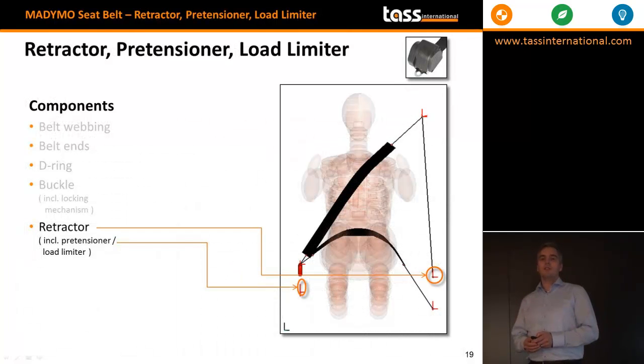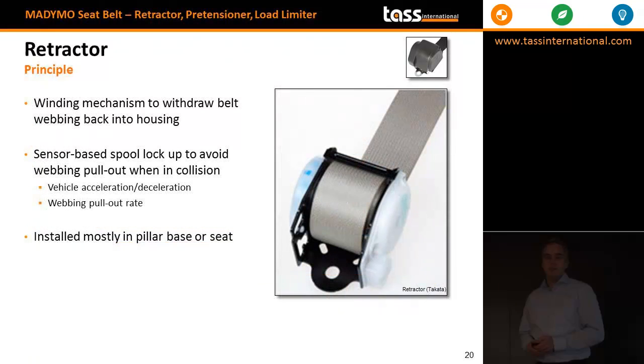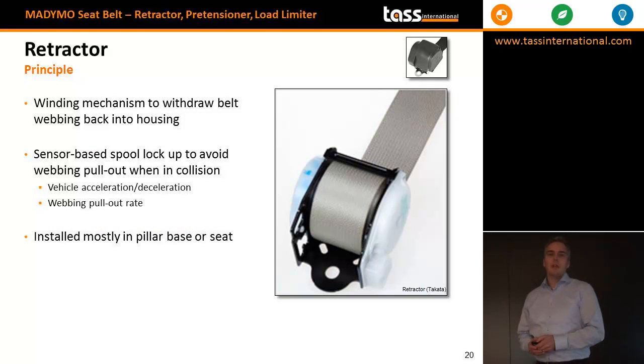Next, we move to the retractor, pretensioner and load limiter. First, we will discuss the retractor. The principle of the retractor is that it's a winding mechanism to withdraw belt webbing back into the retractor housing. It has a sensor-based spool lockup that avoids webbing pull-out when in a collision. The lockup is mostly done with sensors based on vehicle acceleration or the webbing pull-out rate. Mostly the retractor is installed in the pillar base or in the seat.